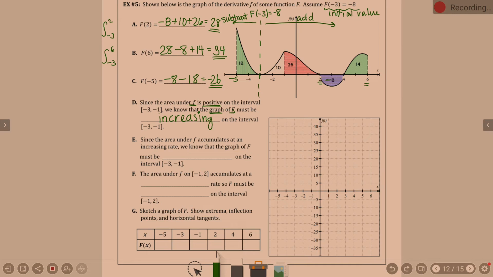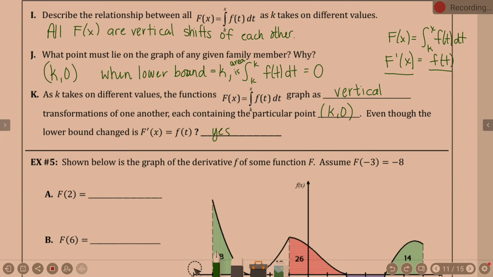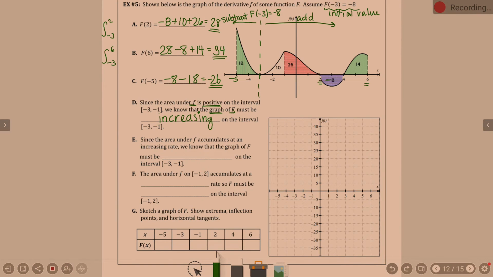You can use this idea here too, that this is going to apply in all these scenarios, that derivative of big F is equal to little f. You can use that idea as well.